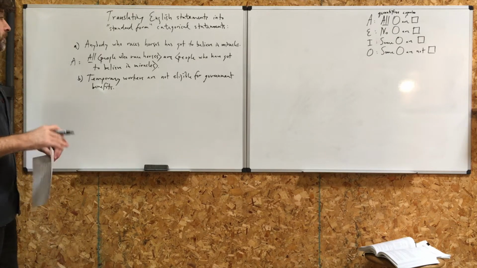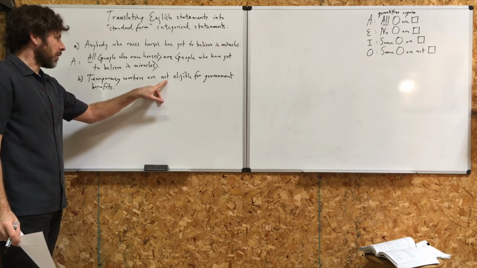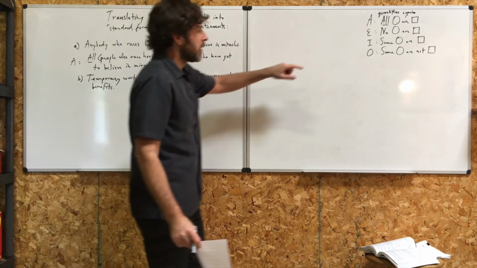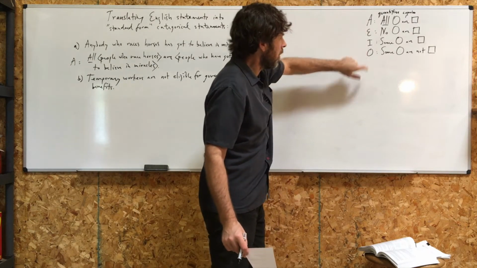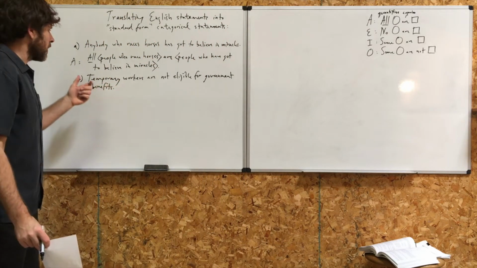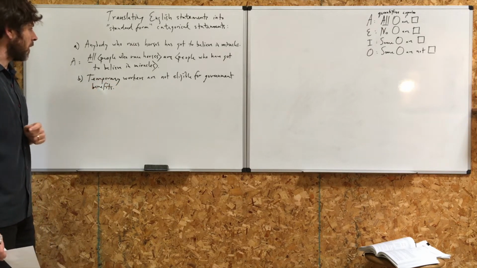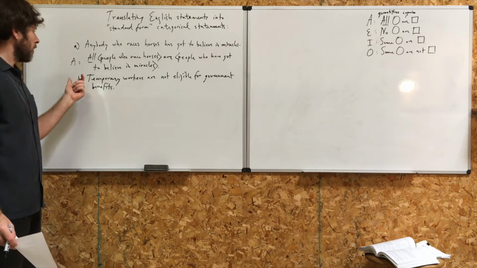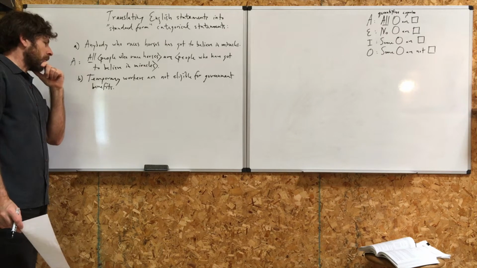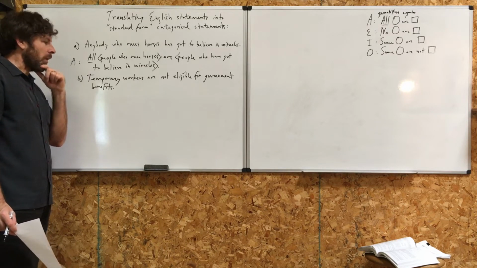Okay. So let's see. Keep in mind, there's a not right here. So this is a negative statement. So right away we know it's either going to be an E statement or an O statement. And the question is, is it universal or particular? Is it talking about all temporary workers, or is it talking about just some? It doesn't have a word giving you an indication. So you just have to think about what this probably means. It probably means all temporary workers.